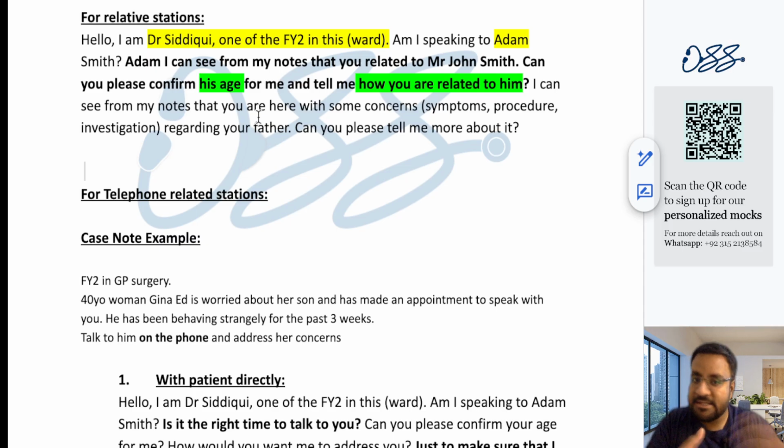Okay, let's suppose that a mother has come to you with a complaint about her child. So you're going to go like this: hello, I am Dr. Siddiqui, one of the FY2 in this pediatric unit. Am I speaking to Anna Smith? All right, Anna. And I can see from my notes that you're related to baby Joshua. Can you please confirm his age for me and tell me how you are related to him?